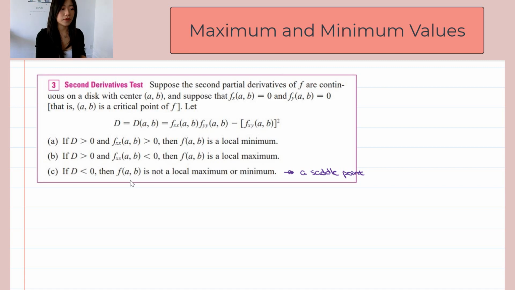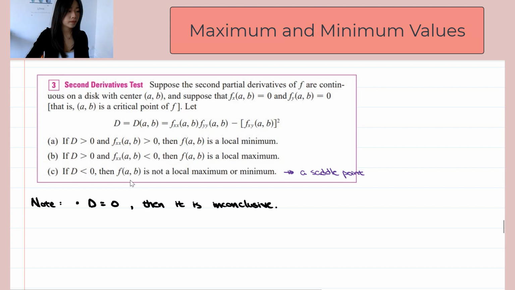Before we look at the example, let's make a few notes. In the three cases we covered, we only cover when D is positive or if D is negative. That is because if D equals 0, then it is inconclusive. We have to use some other methods to find whether the point is a max or minimum.